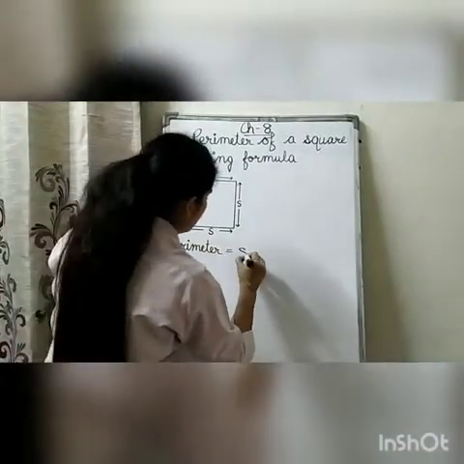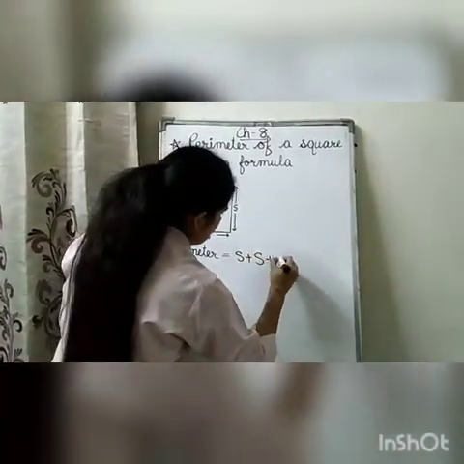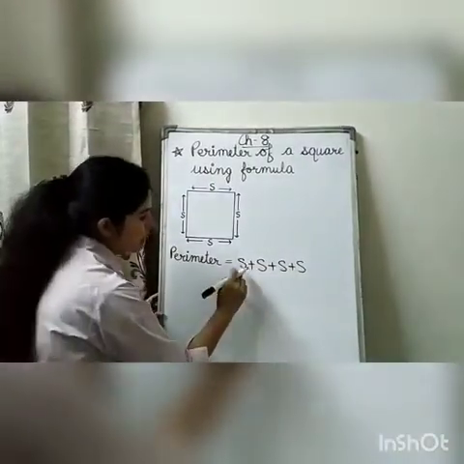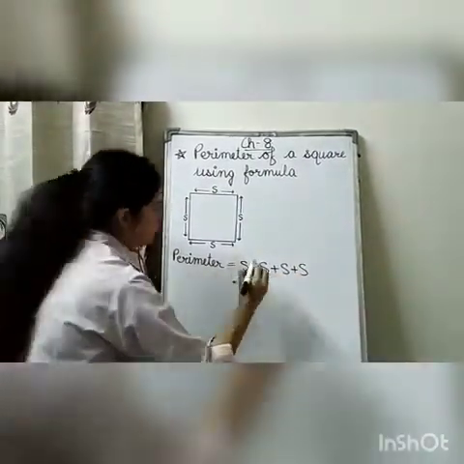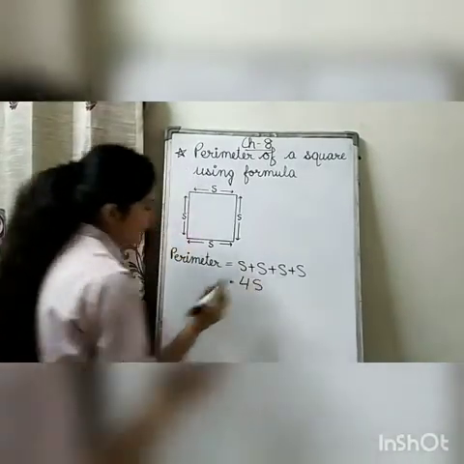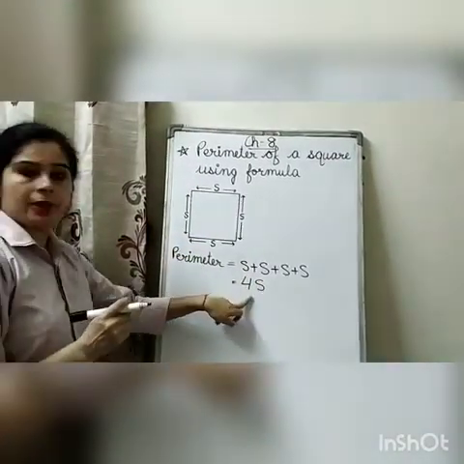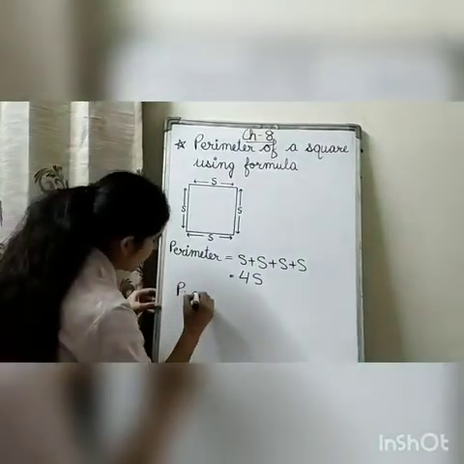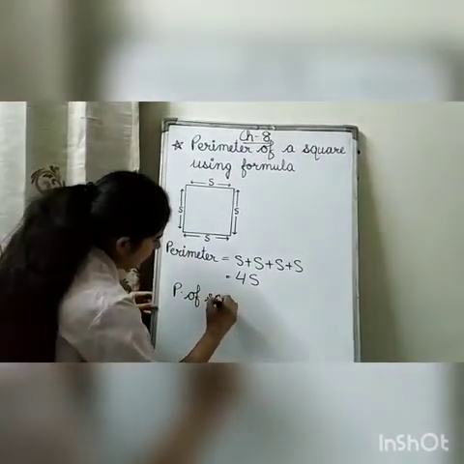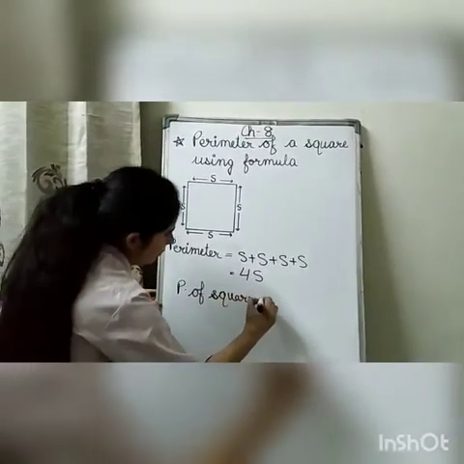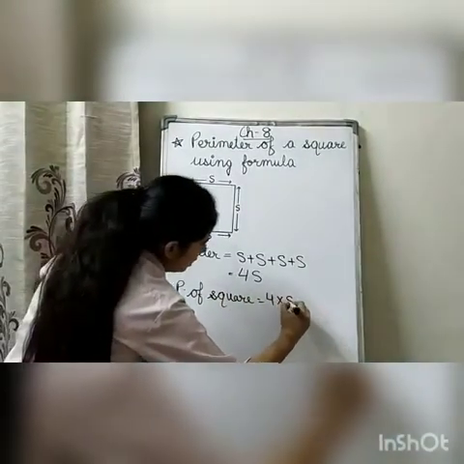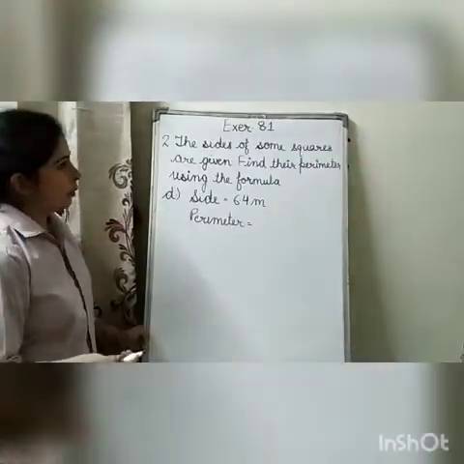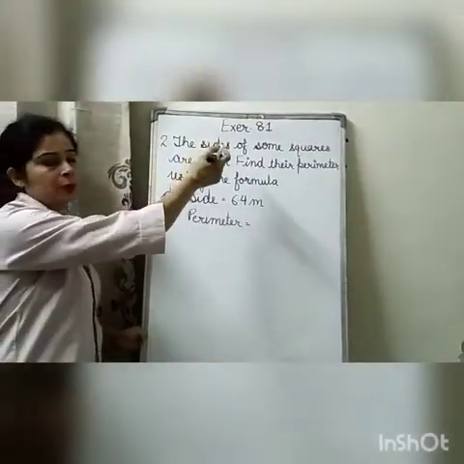Like perimeter will be S plus S plus S plus S. This is the measurement of 4 sides. This is 4 times side. So you can say 4S. This is the perimeter of a square. So here we get the formula. Perimeter of square is 4 multiply side.